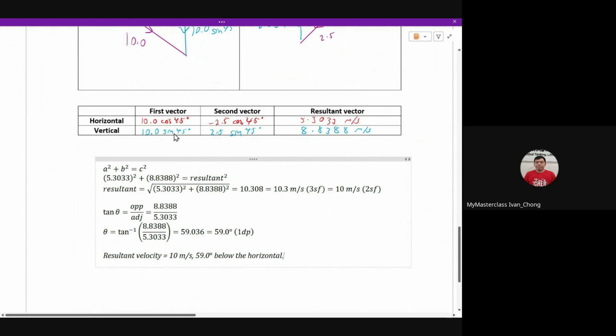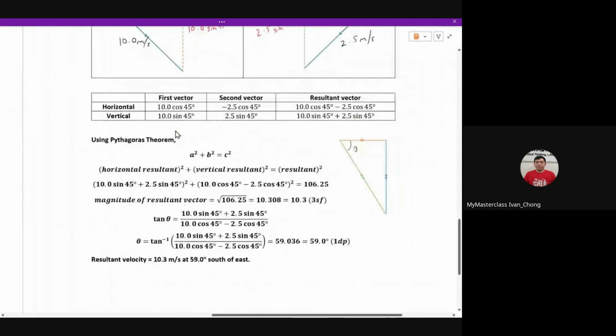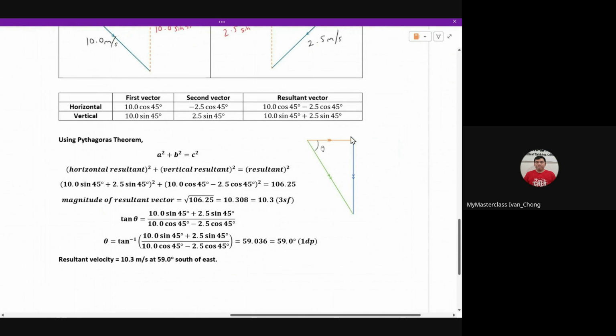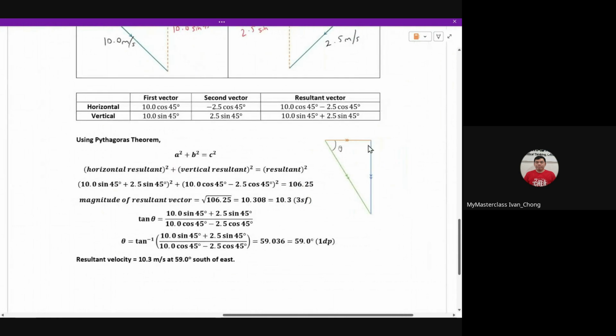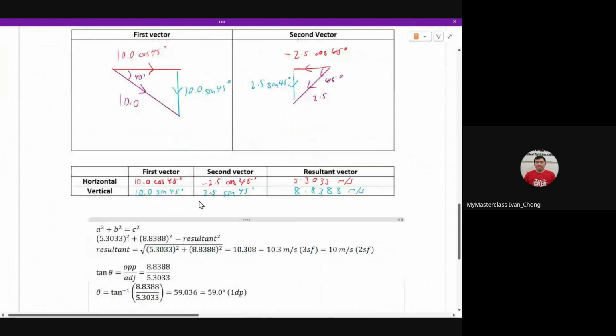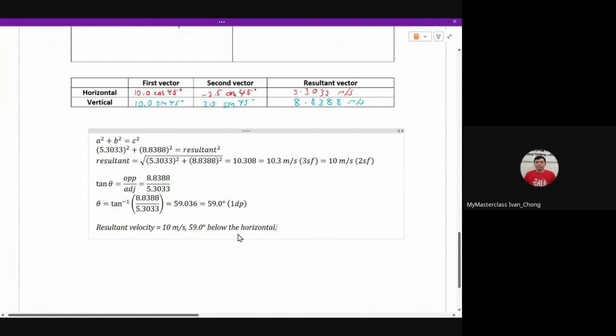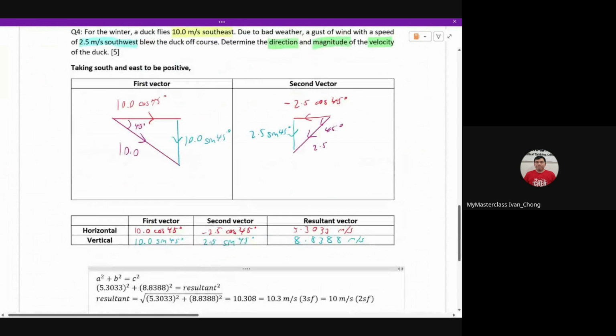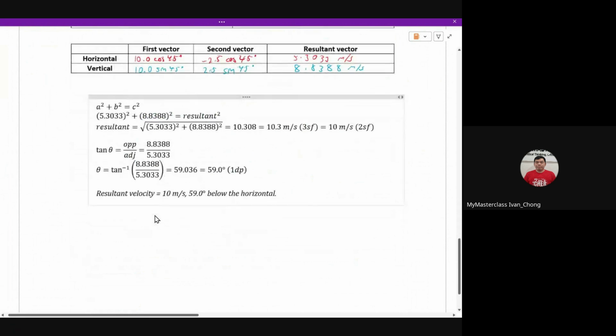Okay. So you can see, if you were to quickly sketch it out, you'll notice that you have to the right and you have it to the east and to the south. So because don't forget, our east, south, and east is positive. Since we have positive values, it is southeast. So this will be 59.0 below the horizontal. So just right below the horizontal to get your resultant velocity.